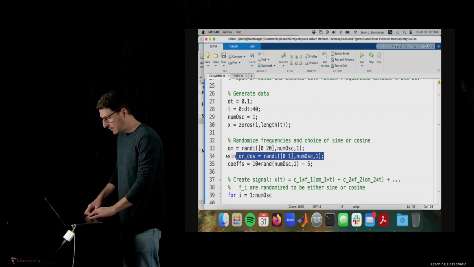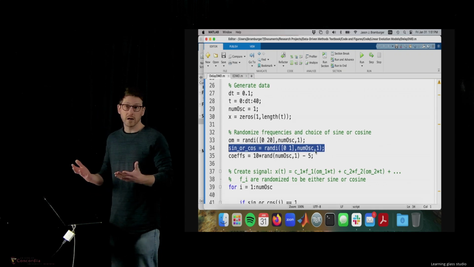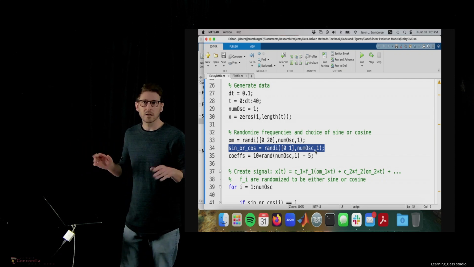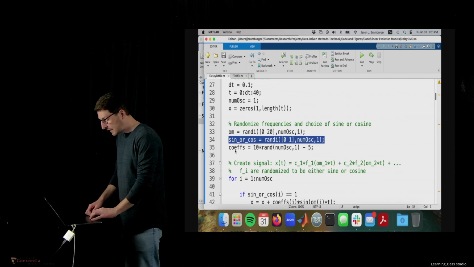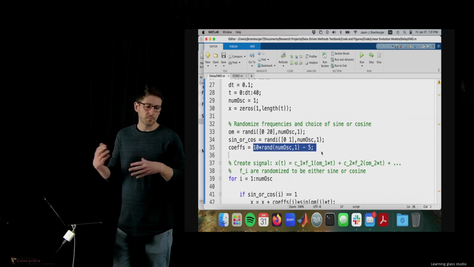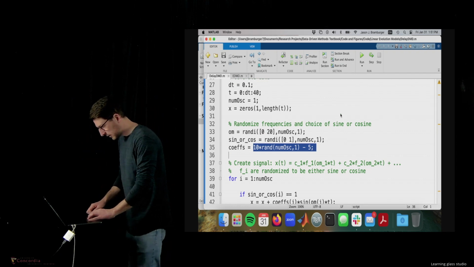And then I also randomize whether or not it's going to be a sine or a cosine, right? So just a binary choice. But this is really just to make the signal very, very random. And then I'm going to choose coefficients in front of that signal from the uniform distribution from -5 to 5. Really mix things up a little bit.